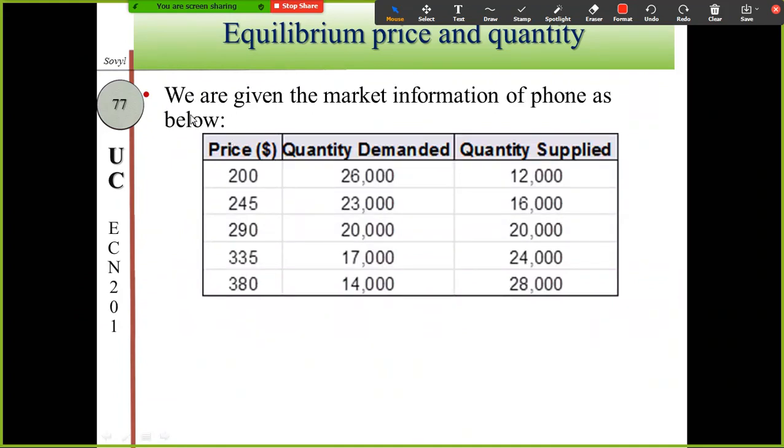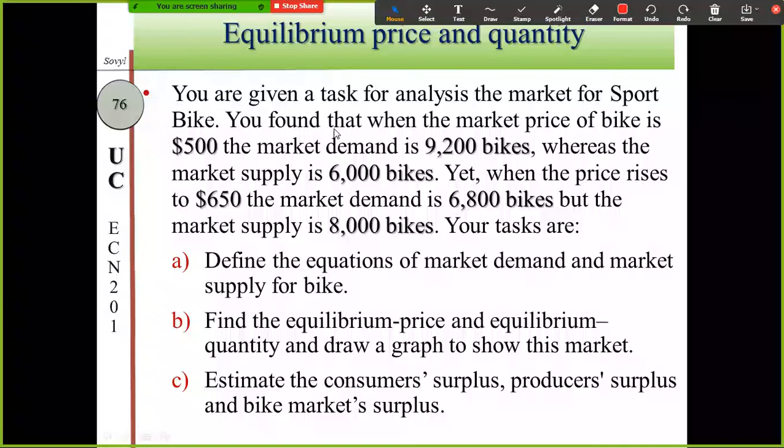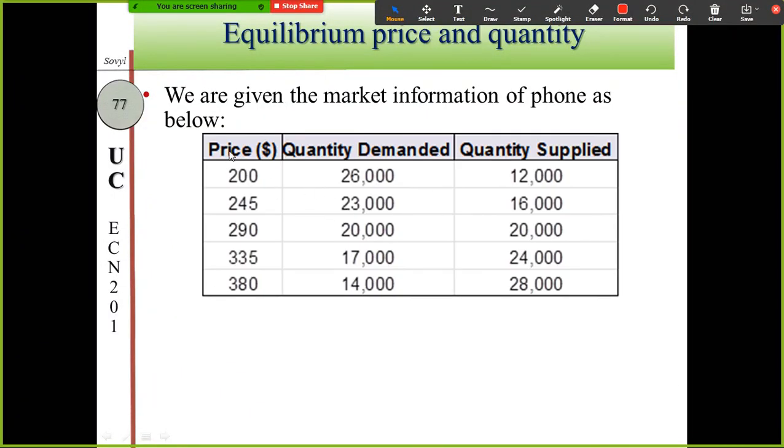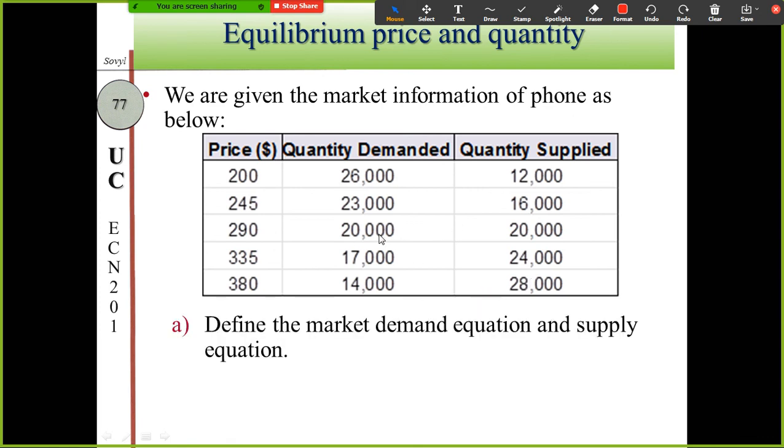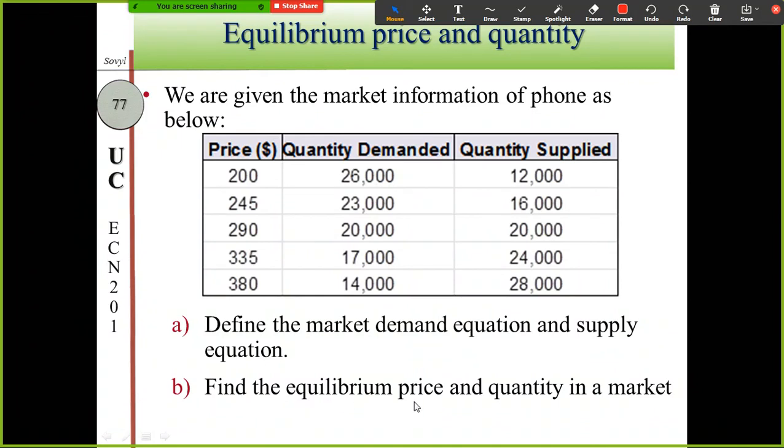Next one. We are given the market information for phones as below. This is a table. Price of the phone, quantity demanded for phones, quantity supplied of phones. For example, when the price of a phone is $200 per unit, the quantity demanded will be 26,000. Quantity supplied is only 12,000. The price goes up, quantity demanded goes down, but quantity supplied goes up. Based on this table, define the market demand equation and market supply equation. Find the equilibrium price and equilibrium quantity in this market. Draw the graph to show this market. Okay, this is not asking you for surplus.